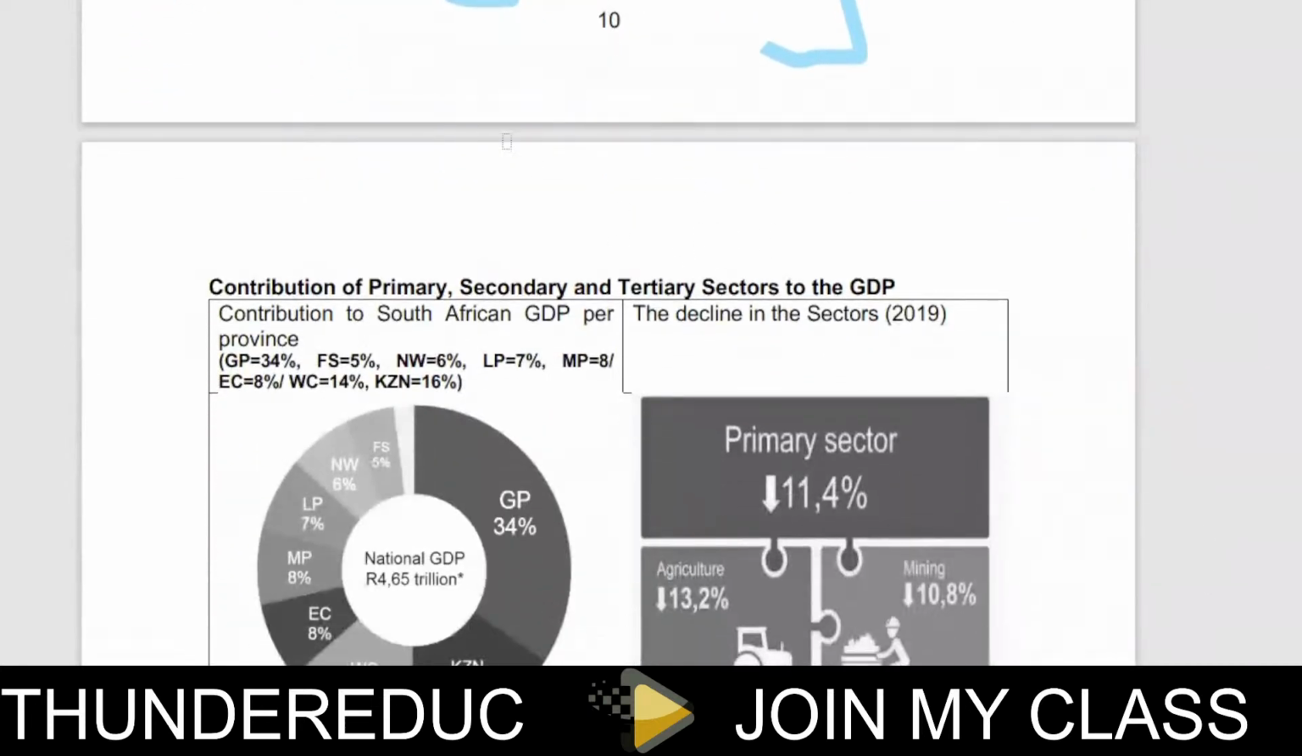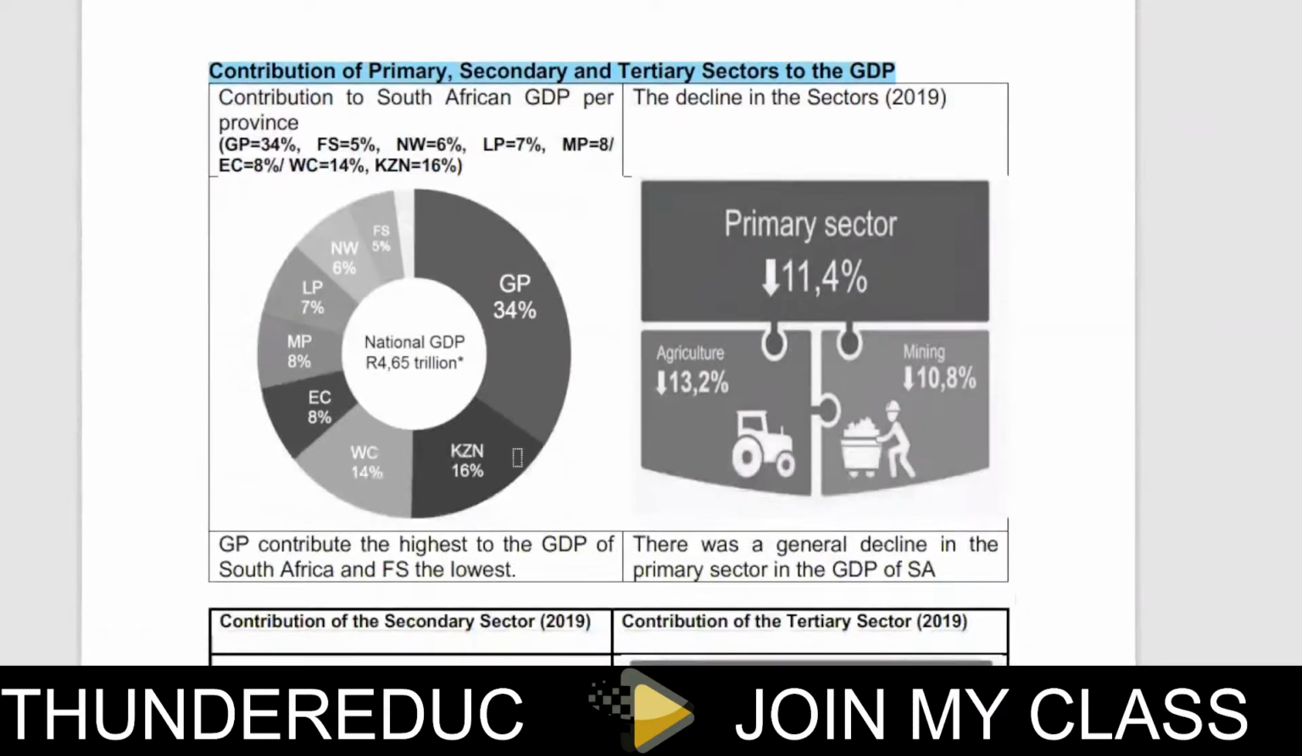So we must know, as learners, are these sectors important? Yes. That is when we are going to look at their contribution to the GDP. But before we look at their contribution to the GDP, let us understand what GDP is.